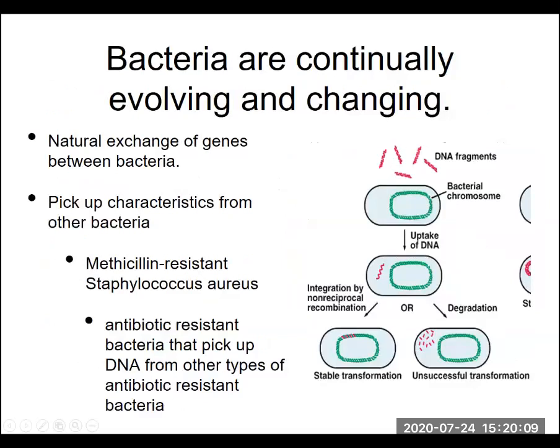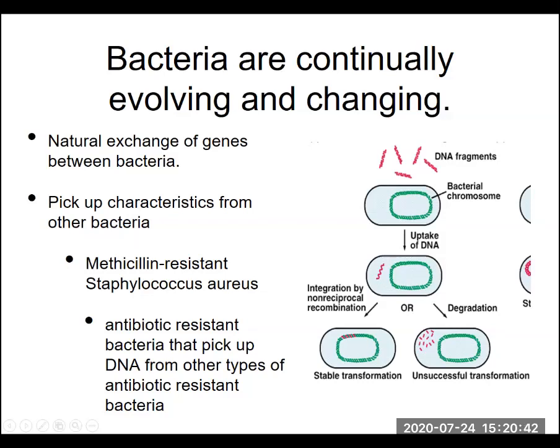Now, if we take a look at bacteria, we're going to see that bacteria are continually evolving and changing. The reason for that is, if we take a look at a normal bacterial cell here, we get the bacterial chromosome. Bacteria are very good at picking up DNA fragments. In picking up those DNA fragments, they can be brought into the cell and many times incorporated into one of those vectors or incorporated into the main bacterial chromosome itself. And in doing so, it can pick up those traits.